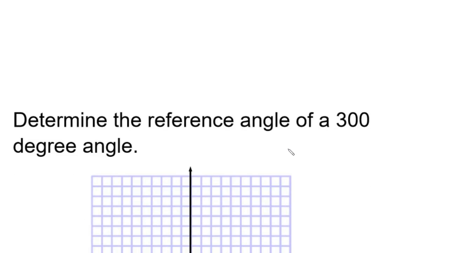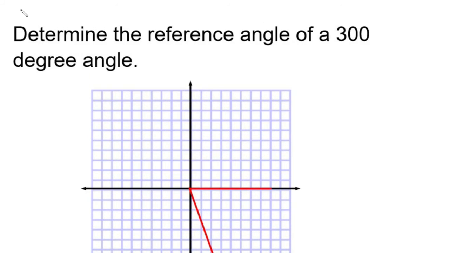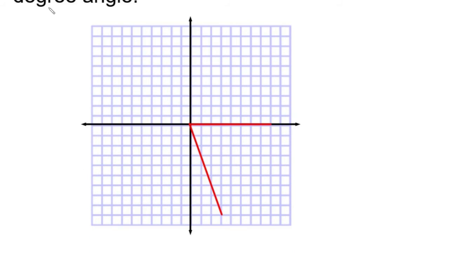So, determine the reference angle of a 300-degree angle. This is our first example. Determine the reference angle of a 300-degree angle. So our 300-degree angle looks like this. Here's your 300-degree angle.